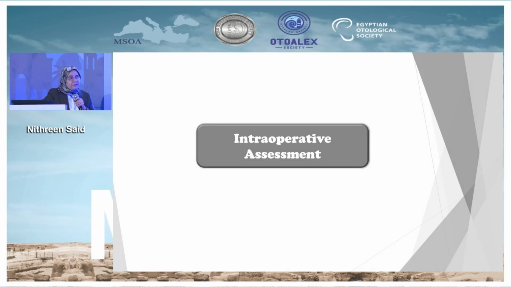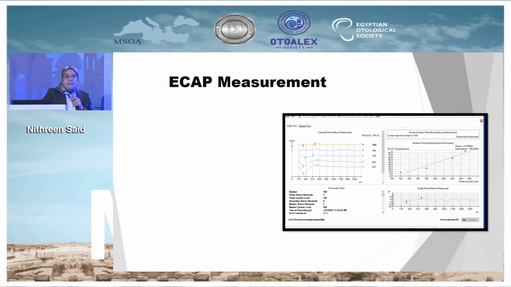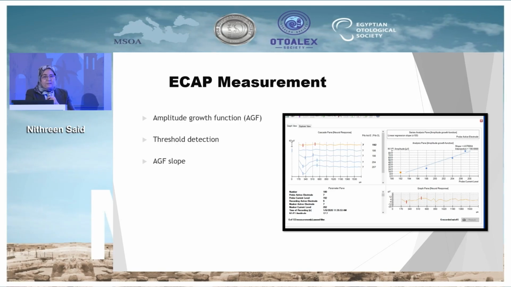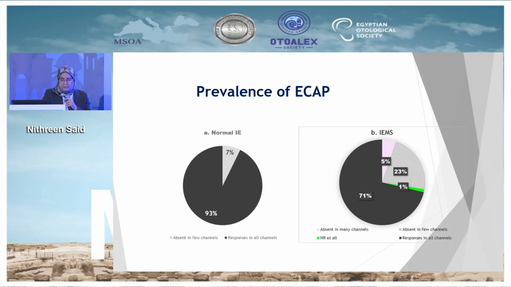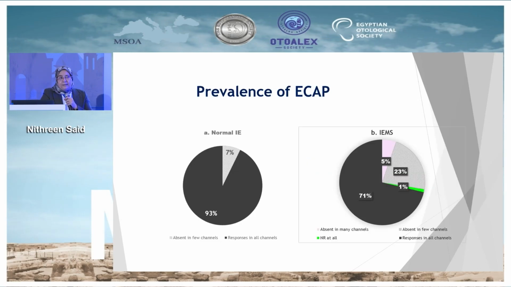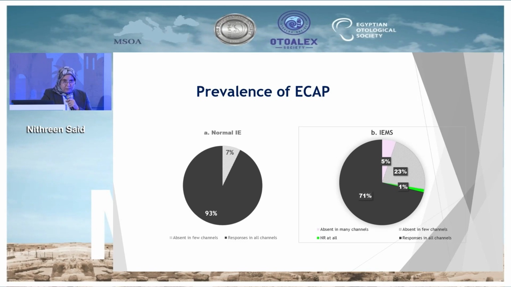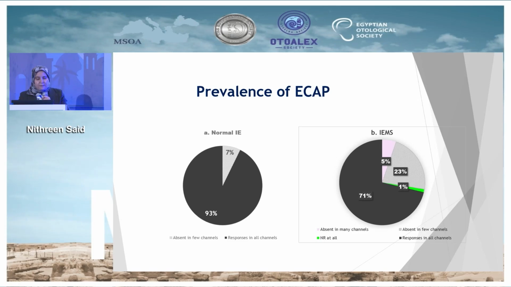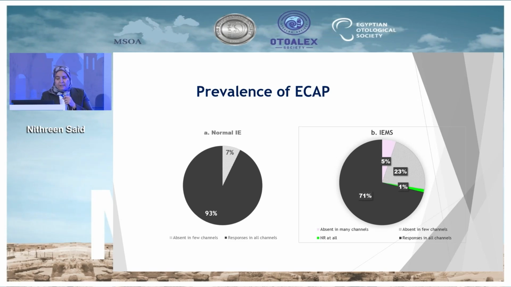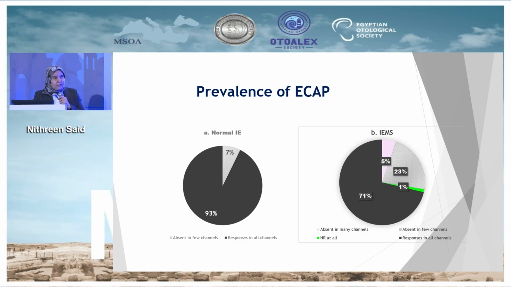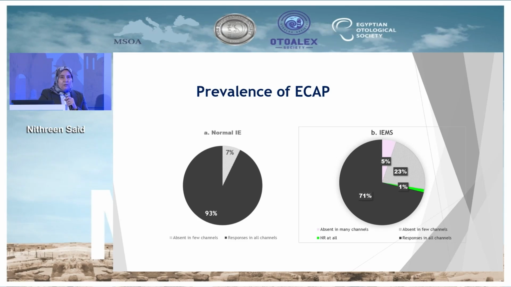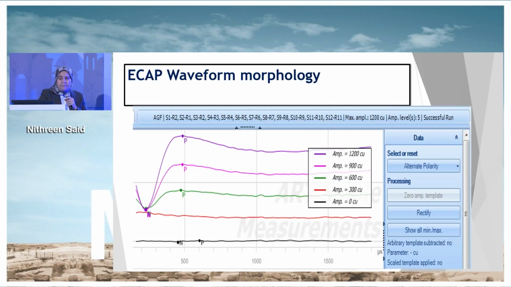Now we go to the challenges that we met intraoperatively. Commonly, we use the ECAP for assessment of the auditory nerve response. We measure the threshold, the slope, and sometimes the spread of excitation test. We found a lower prevalence of ECAP recording in all of the channels. Many of the patients with inner ear malformations showed absent responses in a big number of channels. This was a very high percentage relative to patients with normal inner ear, especially in the patients with IP1. We couldn't record the ECAP except from a small number of channels.